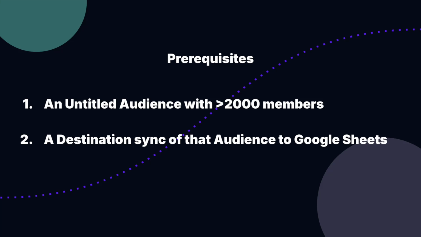Google Ads requires a minimum list size of 1,000 people, and they have an estimated match rate of about 50%. So that means they'll only be able to use about 50% of the list you upload. For that reason, we recommend an Untitled audience with at least 2,000 members before you get started.